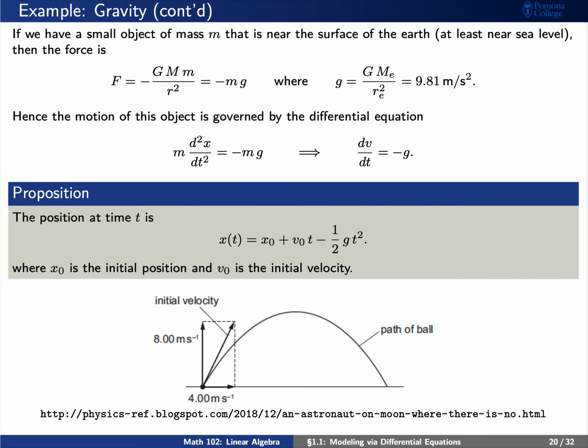That is, if you take this expression for x and plug it back into F equals ma, that is m times the second derivative of x equals negative m times g, then you'll find that this is a true equation. Here, x0 is the initial position, and v0 is the initial velocity. Again, think of this situation as you have a ball, you toss it in the air, and you want to see what is the path of this ball under the influence of gravity.